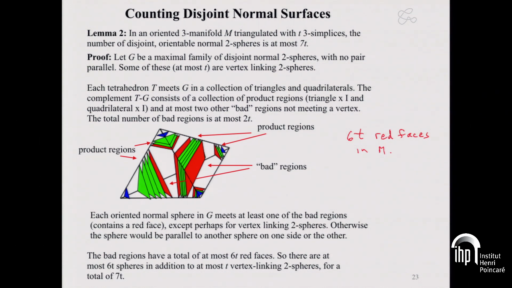So you put that together, you see that we can have at most 6T normal two spheres, no pair of which is parallel. In addition, it turns out you can have as many as T vertex linking spheres. So altogether, the most you could have is 7T. So it's a very elementary argument, just a little counting argument by saying that if a sphere is not parallel, it must be non-parallel in one of these tetrahedra, and then it must have one of these red faces, and you can count how many there are.